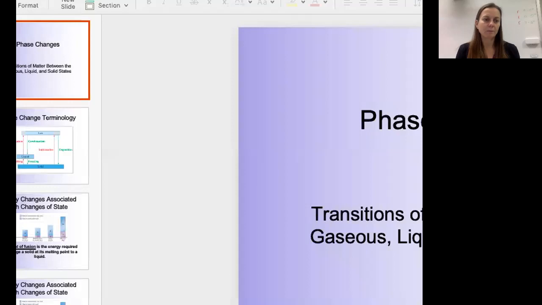Okay, and welcome back. So this unit or this lesson is all about the energy changes associated with phase changes. So we're going to jump right in and talk about phase changes and the energy associated with them.